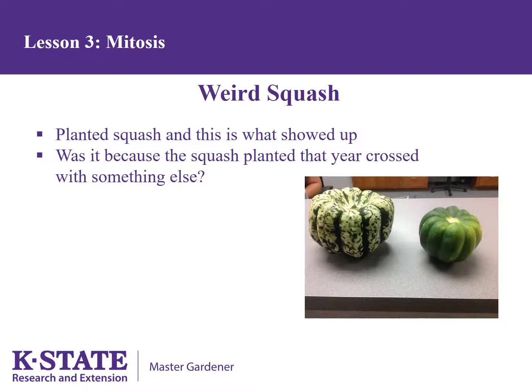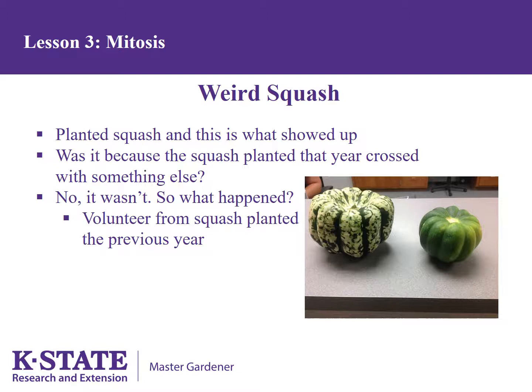Remember, every cell of the plant, including every cell in the fruit, has exactly the same blueprint that originally came from the seed. So what happened? There are 3 possibilities. First, this plant was a volunteer from squash planted the previous year. Or the seed you received from the seed company was bad. Or the third possibility was that this was a mutation. Mutations are rare, so it's likely one of the other 2 possibilities. Understanding mitosis can help master gardeners understand why certain things happen the way that they do.